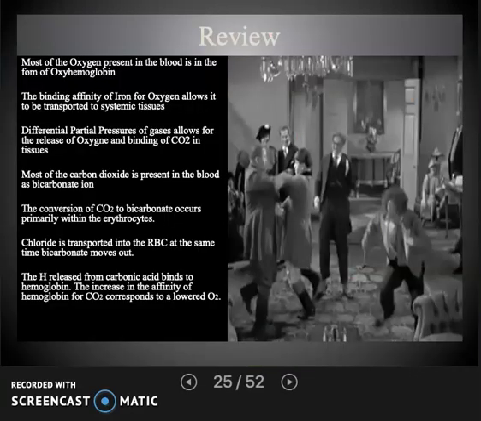Which brings us to our review. So remember that most of the oxygen in your blood is bound to hemoglobin, as oxyhemoglobin, and that iron is the element of the hemoglobin molecule that binds oxygen. These different partial pressures allow gases to move in and out, and then most of the CO2 is bound as bicarbonate ion.